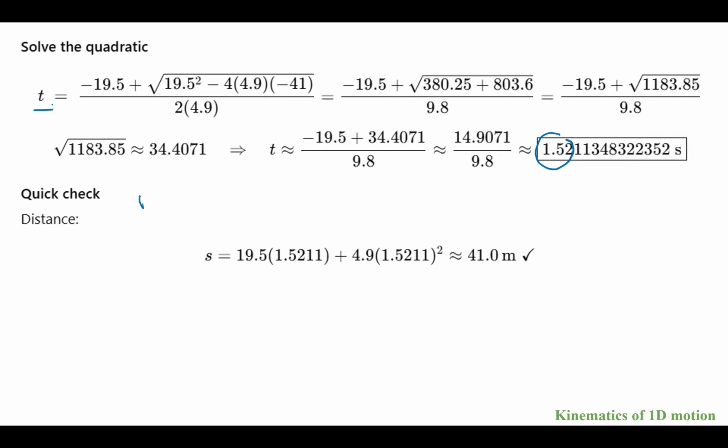Once you find the t, you can check whether it satisfies the 41 meter height. If you just put the t into V0 t plus half g t square, and plug in this t here, you will get 41 meters, which is correct.